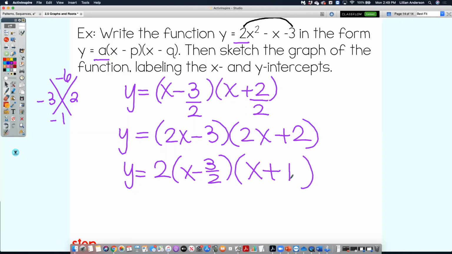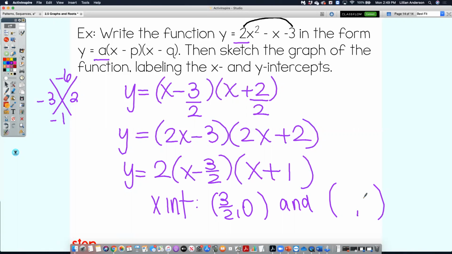So this is your factor form, in the form of y equals a(x minus p)(x minus q). Again, this goes against everything you know about factoring, but this is the factor form. My x-intercepts are what? Three over 2, 0, and 1, 0. Careful. -1. Wait, 1 negative. Because it's the opposite. Remember, you set this equal to 0 and solve? Oh.